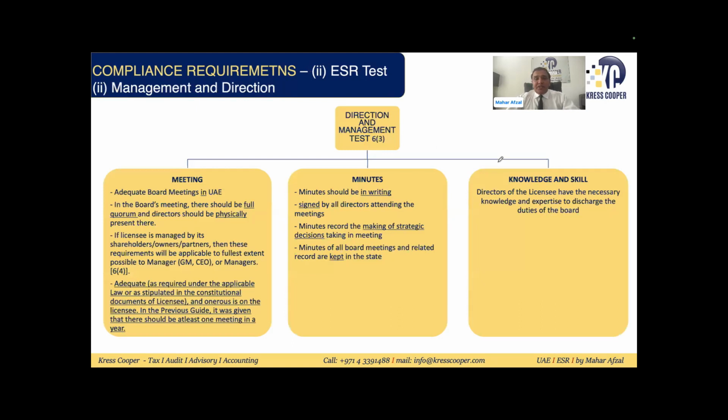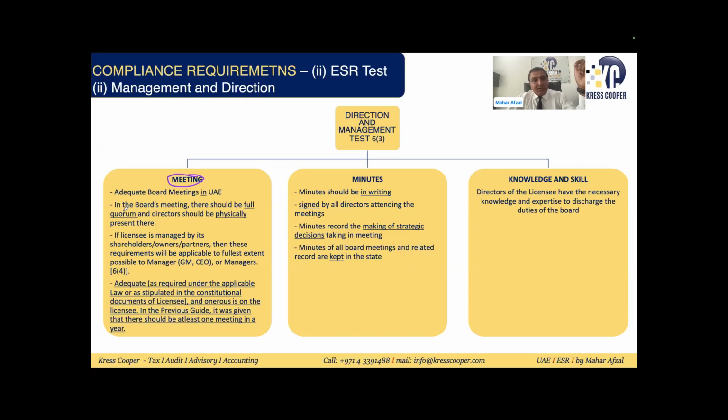Management and direction test. This is the second. First, we discussed SIGA. Now we're discussing direction and management test. In the direction and management test, they are asking for meetings. Meetings should be in the UAE. Board should be in the UAE. Once in a year, there should be a management meeting. If responsibility has been given to anyone in the UAE, then that person must have it. It will be assumed that the board is here, the meeting needs to be here, and that person is representing the board, so the meeting criteria has been satisfied.